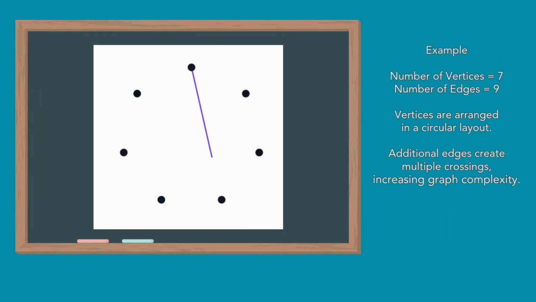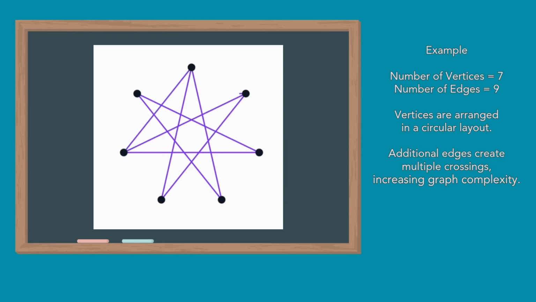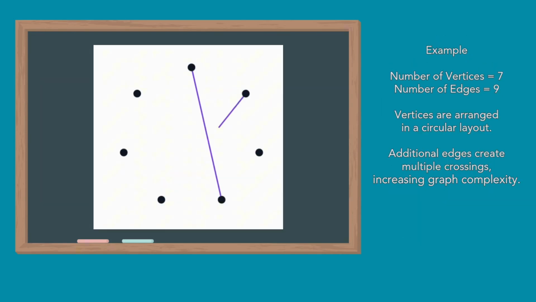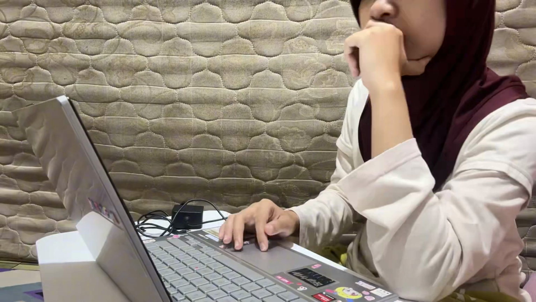Third example. In this example, the graph consists of 7 vertices and 9 edges arranged in a circular layout. The circular arrangement provides a clear and organized view of the connections between vertices. As additional edges are added, several crossings appear inside the circle. This demonstrates how increasing the number of connections can make a graph more complex and difficult to visualize.